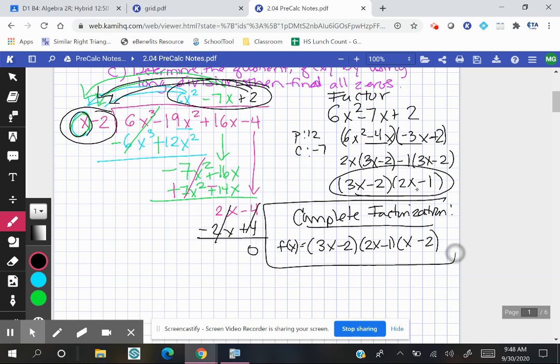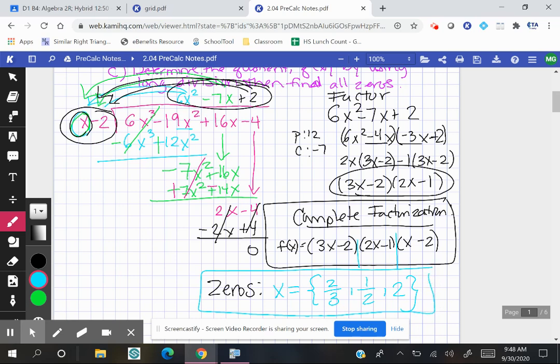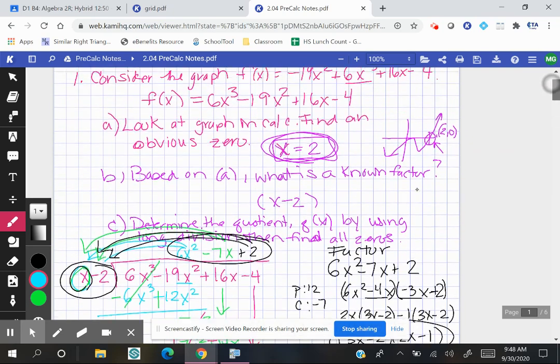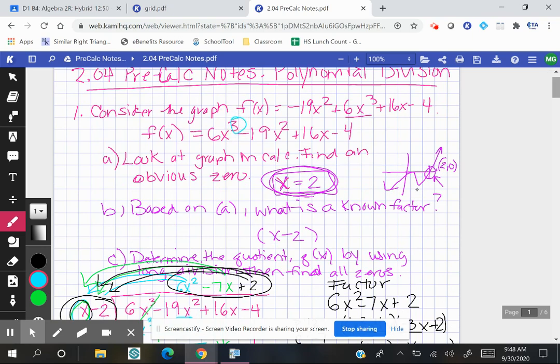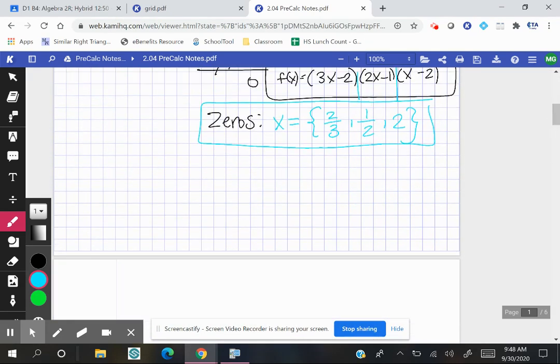That's complete factorization. Now I asked you here for your zeros. So your zeros are just if you set each of these factors equal to 0 and solved. So we'd get positive 2 over 3, positive 1/2, and positive 2, which we came up with from our calculator again. Also double check you have 3 zeros. Our highest exponent is a 3, so that matches up. It should always be the same as your highest exponent.